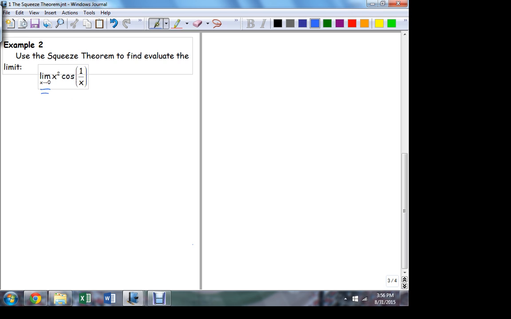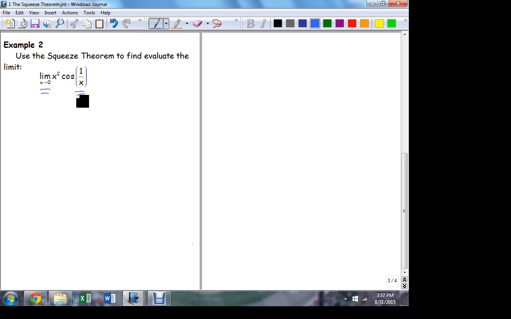There's a lot more to say about this limit, and if you take calculus 2, you'll look at a limit like this in a totally different way. But for now, let's make the following observation. The problem is this guy here, right? 1 over x can't be evaluated, so I can't do this by direct substitution.